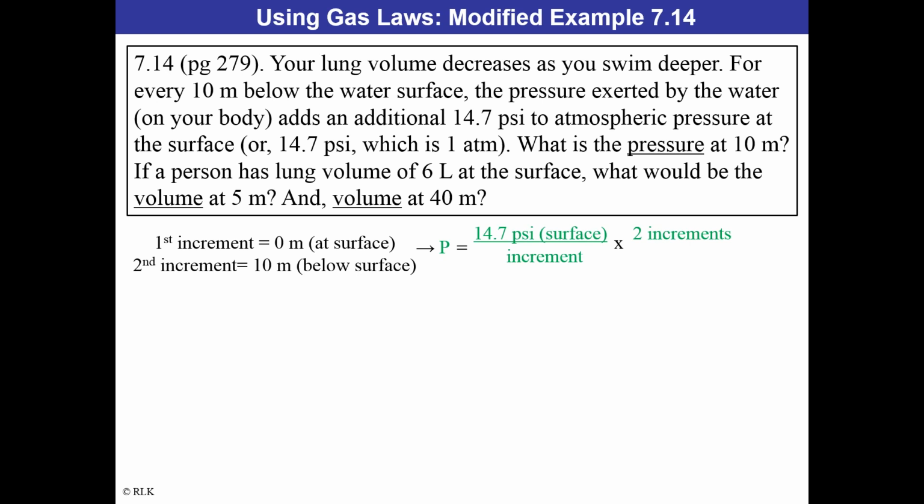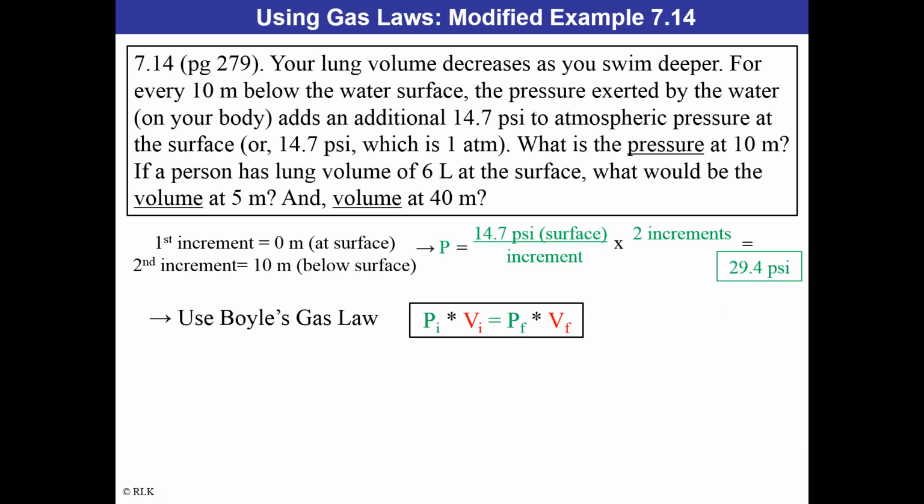Just starting with the first increment there, second increment, and then we can go on from there. So here you can have the pressure, 14.7 times 2 increments. Try to use your dimensional analysis, you get 29.4 PSI. So we know that, right? We also would know then if we're trying to determine what the pressure is at 5 meters, we would only take the pressure corresponding to half of that 10 meter amount, which would be half of 14.7, and then we would add that to the normal surface pressure. And we would do so corresponding to different depths.